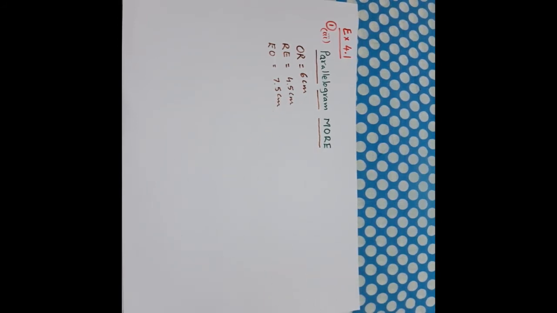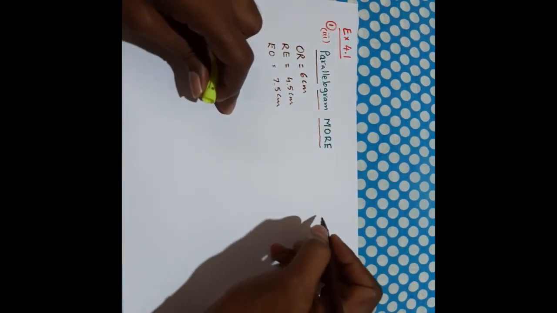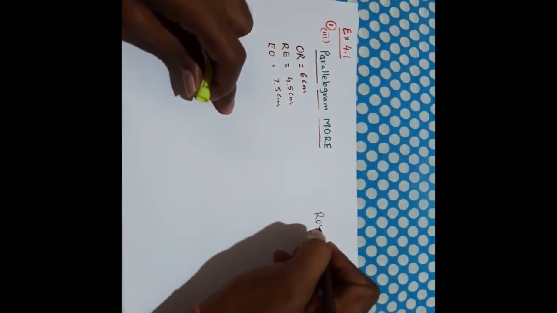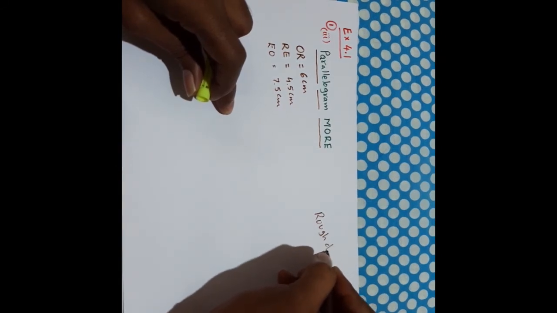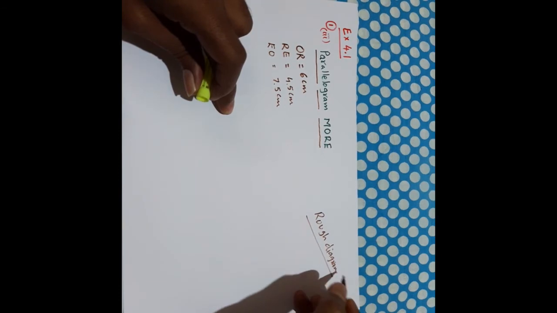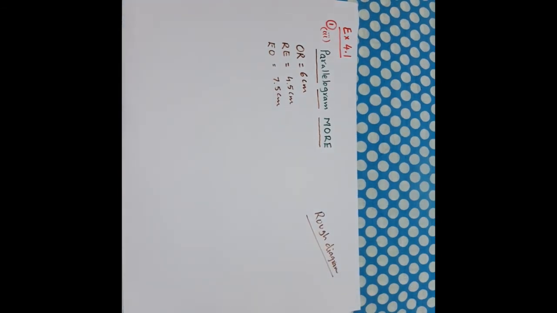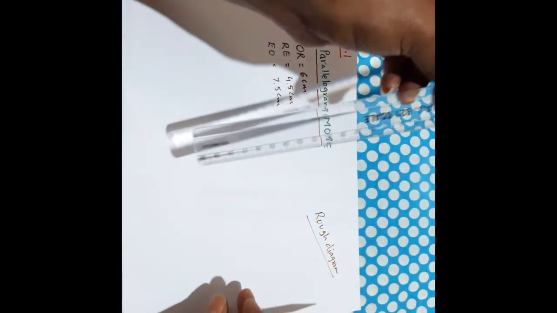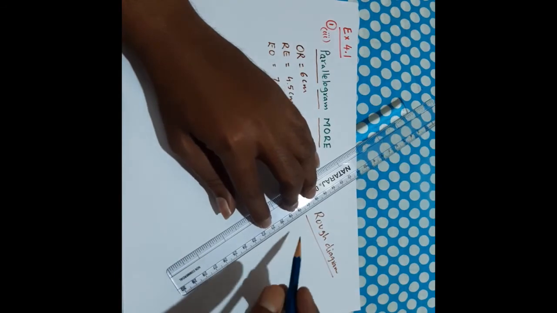Okay. So first of all, what is the first step here? We need to draw a rough diagram. So now we are going to draw the rough diagram first of all. So what is our rough diagram? Without measurements you just draw a parallelogram. We need to draw a parallelogram MORE here.